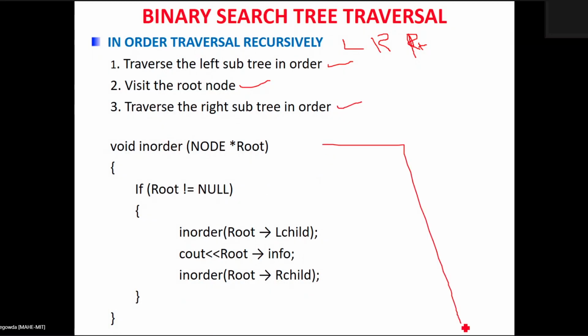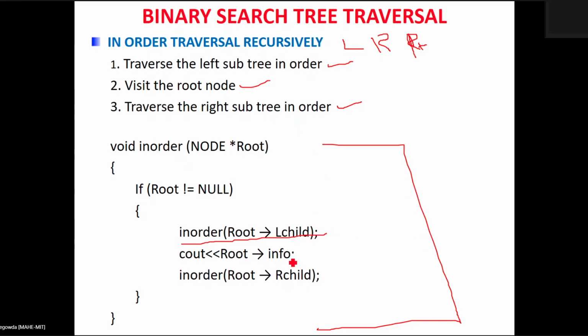This is the piece of code used to traverse through all the nodes in the binary search tree. Again, you check whether the binary search tree is empty or not. If the binary search tree is not empty, you traverse the left subtree by using in-order. Root points to left child means that you use the pointer of the left child of the root node, and you traverse it in order.